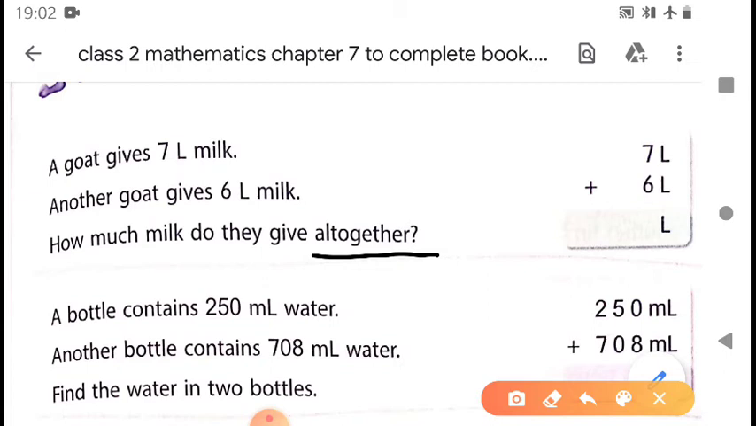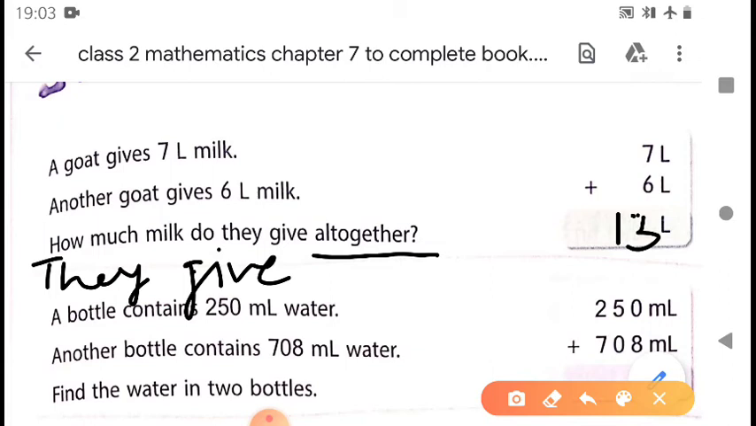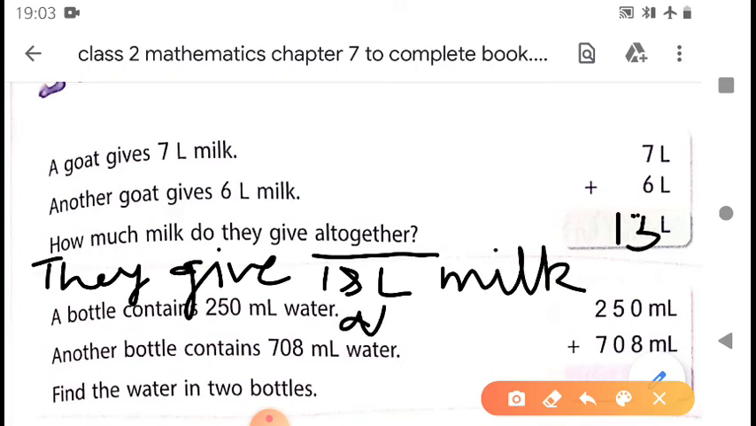That means all together, that means you have to add. 7 liter plus 6 liter is equal to, when you add 7 plus 6 it is 13 liter. So how much milk do they give altogether? They give 13 liter milk altogether.